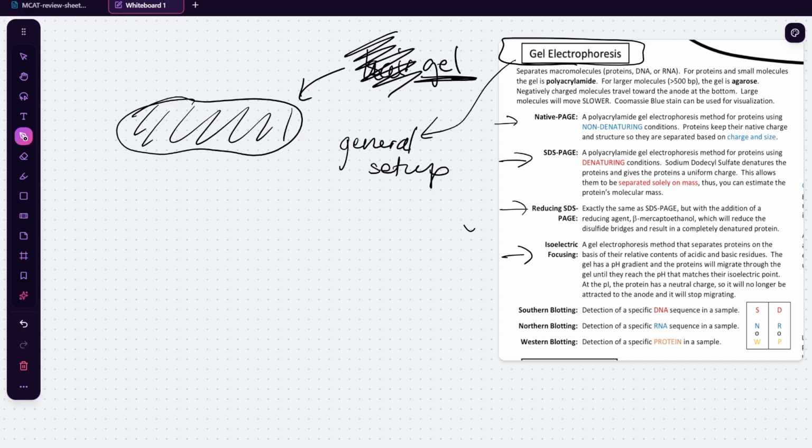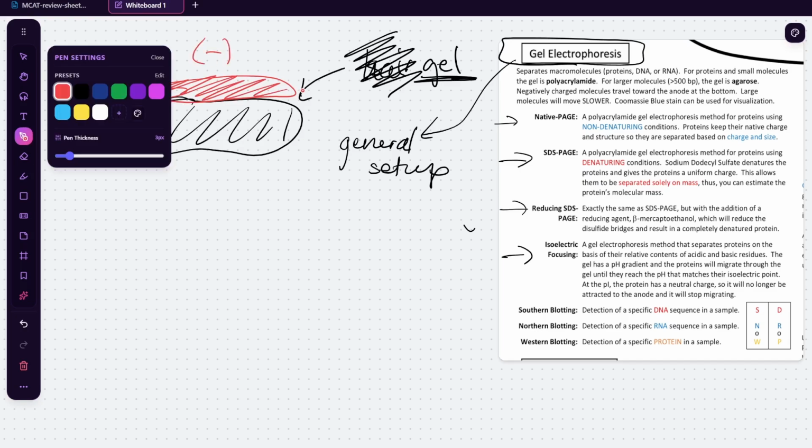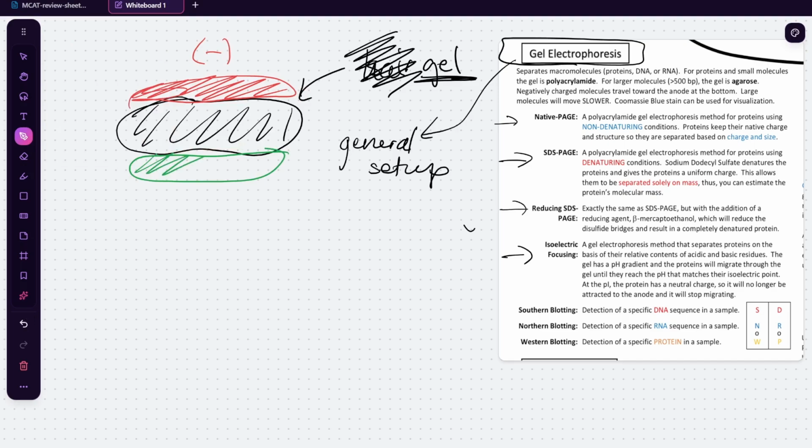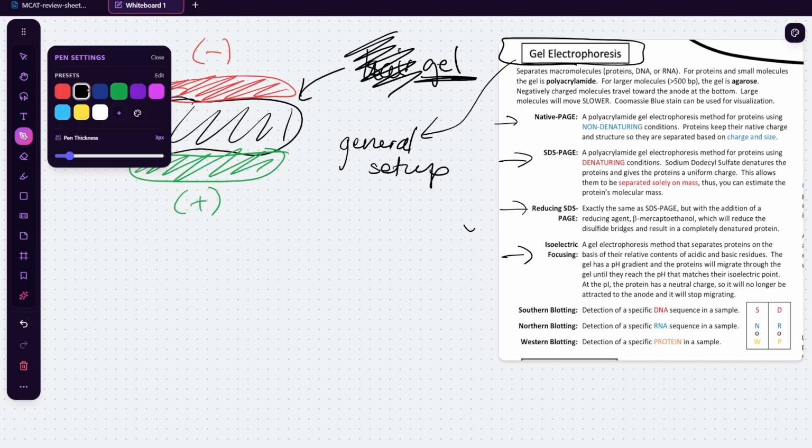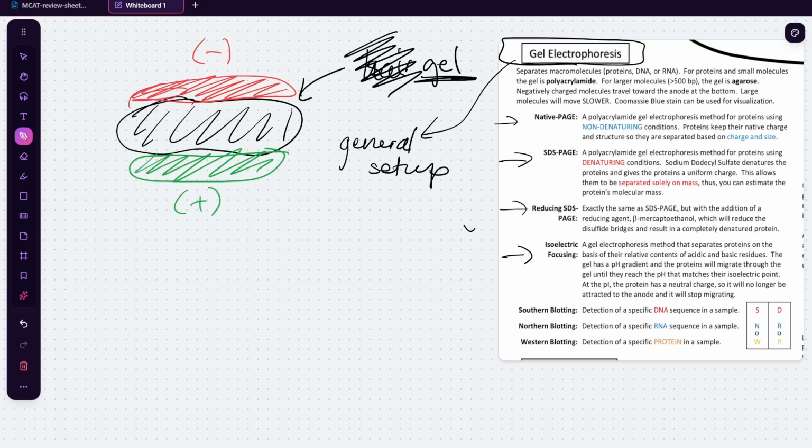So the general setup is you have the gel, and you have negatively charged particles at the top, and then positive, I'm going to do in green, at the bottom. Now, arrows show the particles moving downward, because why? Why do we want the arrows going from negative to positive?